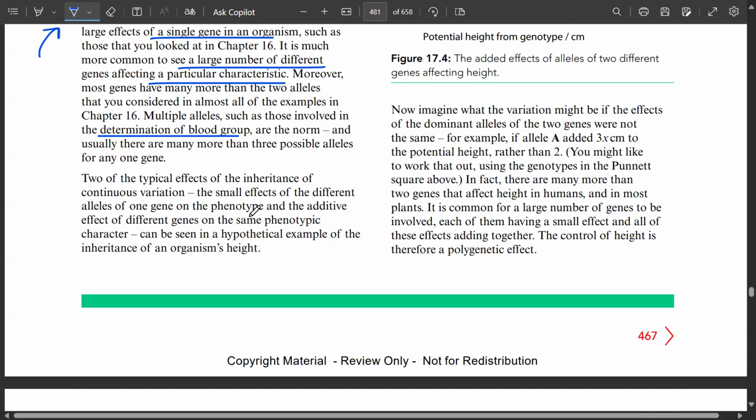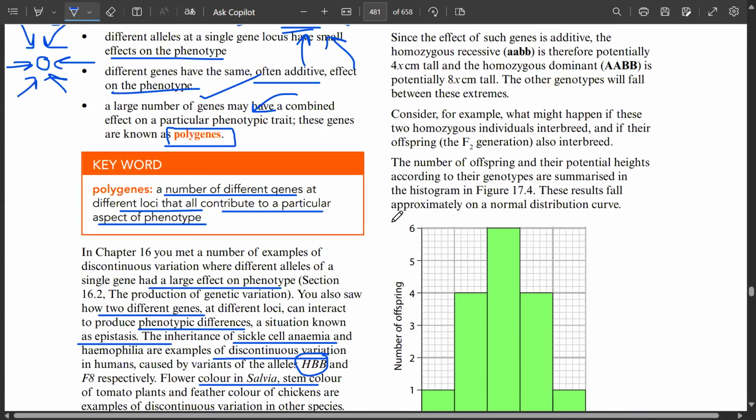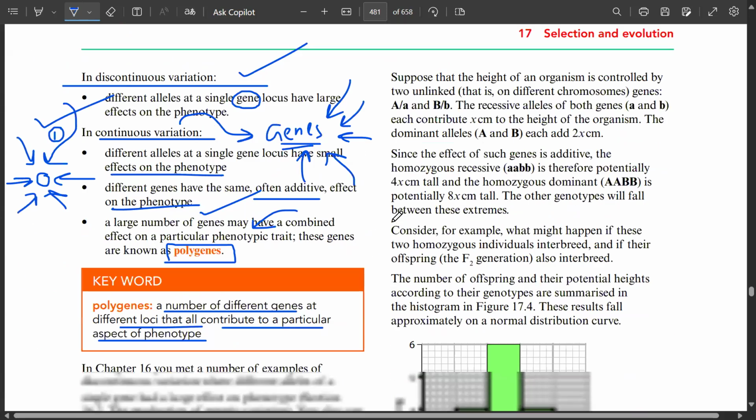Two of the typical effects of inheritance of continuous variation, the small effects of different alleles of one gene on the phenotype and the additive effect of different genes on the same phenotype, can be seen in an organism's height as well. या आपके पास एक सिंगल जीन अफेक्ट करी, या पे डिफरेंट जीन्स collectively affect करी, they can all contribute to the difference in height.